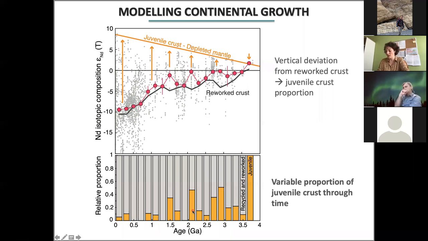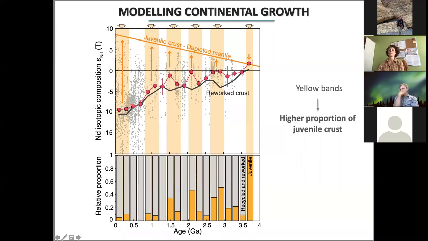So from this modeling approach, I'm able to extract about 6 periods during which the proportion of juvenile crust is relatively high. And they are shown by the yellow bands here.